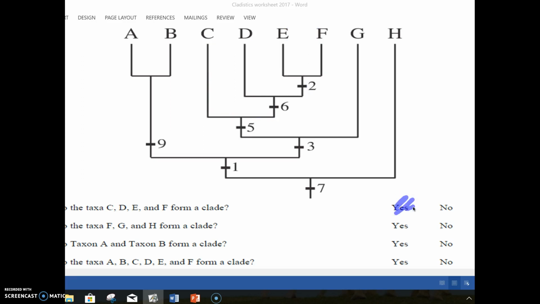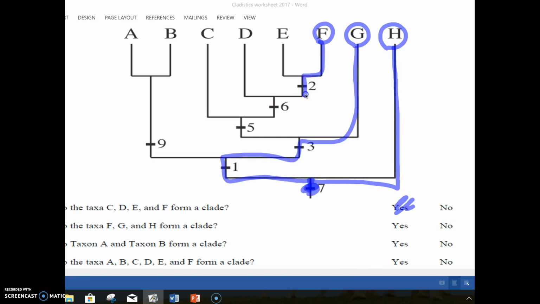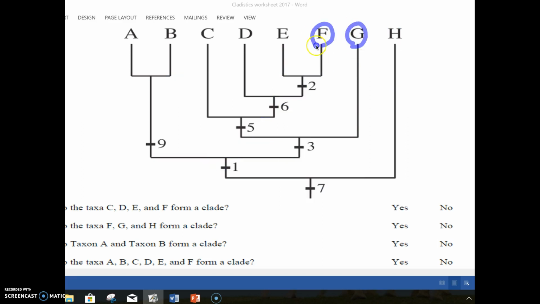Now, how about F, G, and H? So here's F, G, and H. Do they form a clade? Well, if we go back to the ancestor that they all share, we have to go all the way back to 7. That is the last point that F, G, and H all share an ancestor. So therefore, this would not be a clade, because it would also have to include everything over here. Even F and G would not be a clade, because even F and G, you would still have to go all the way back to 3 and then include everybody after that.